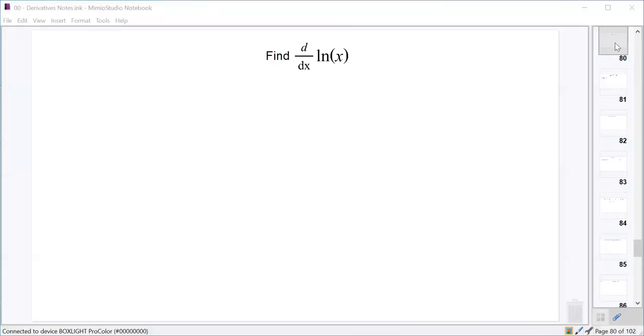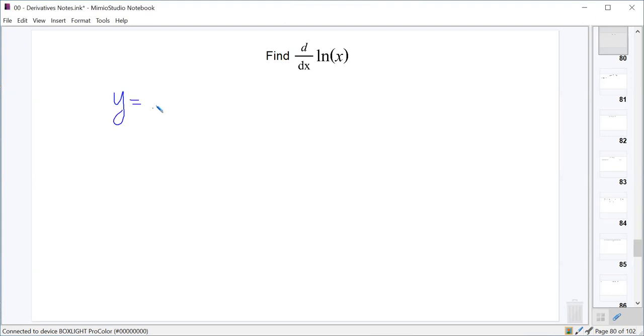Today we're going to talk about how to find the derivatives of logarithmic functions. So we're going to find the derivative of the natural log of x first. And obviously we don't have a rule for this yet. And so we might be tempted to try and write this out as a limit of a difference quotient. But we're actually going to come up with a kind of cool little trick here.